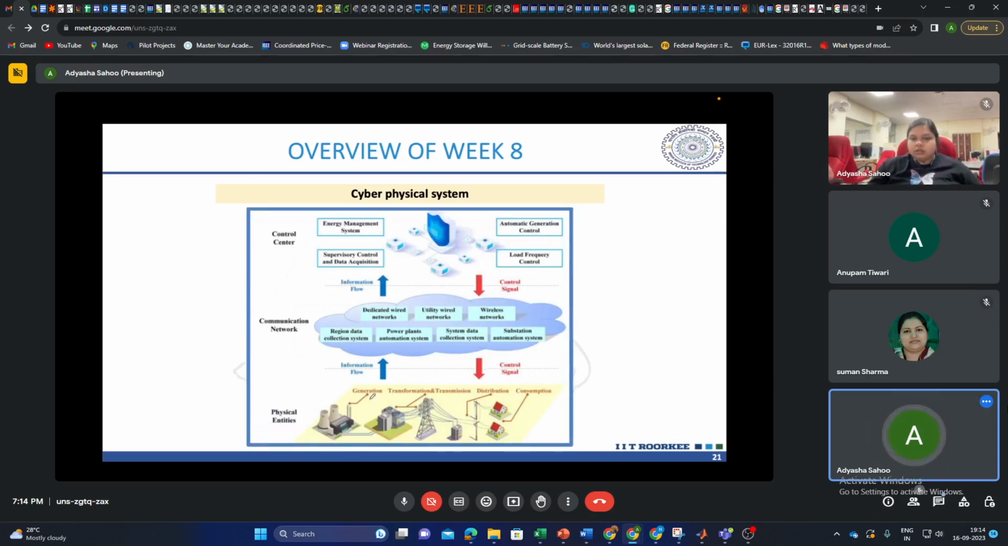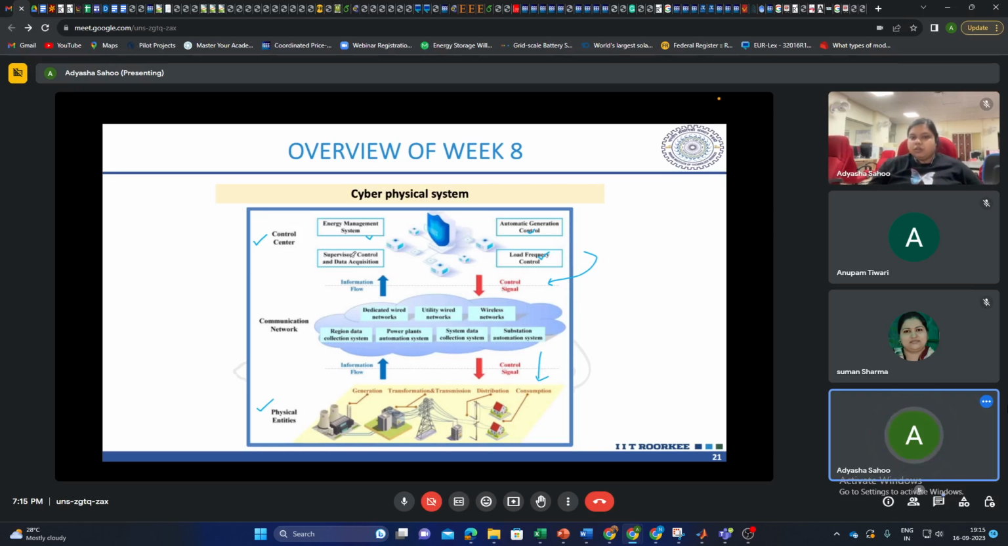So here you can see the physical entities. We have generators, transformers, transmission lines, then distribution transformers, then we have the consumers. Information from these is flowing through the communication network. Basically this can be wired, wireless, or anything, and again through this it is reaching the control center. In the control center, with the help of SCADA, different studies take place using this data from the physical entities, such as energy management, AGC, load frequency control. So these studies are carried out, and the control signal is given back through the communication layer to the physical layer. And according to these control signals, the actuators will act in the physical layer.